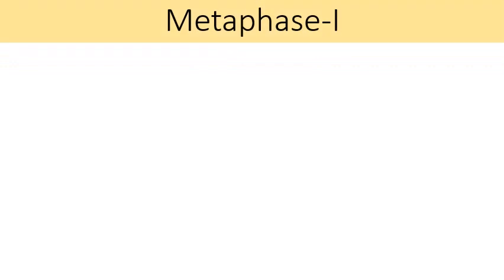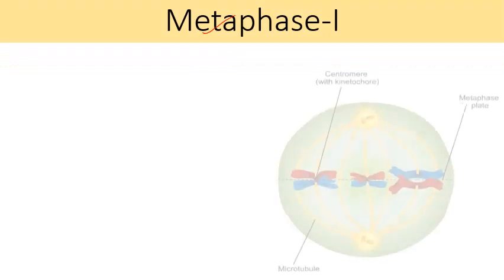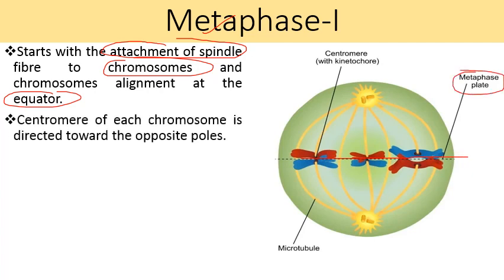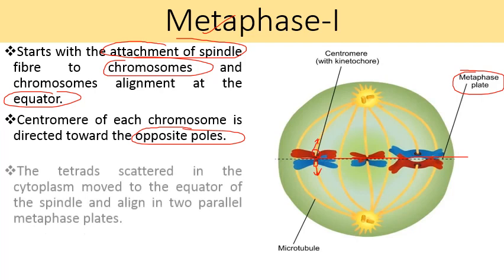Next comes the Metaphase I. It starts with attachment of spindle fibers to the chromosomes and chromosome alignment at the equator. So the chromosomes lie in the equator or equatorial plane or metaphase plate. Here the centromere of each chromosome is directed towards the opposite pole. The centromeres of the two homologous chromosomes of the pair face opposite poles. So at the time of anaphase they will move towards opposite poles.